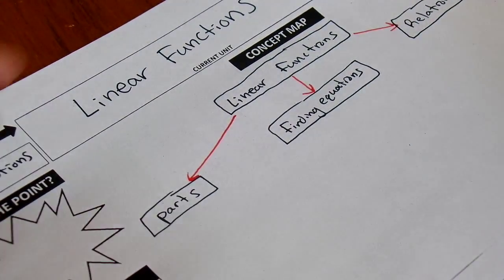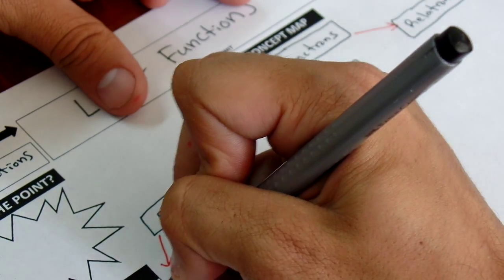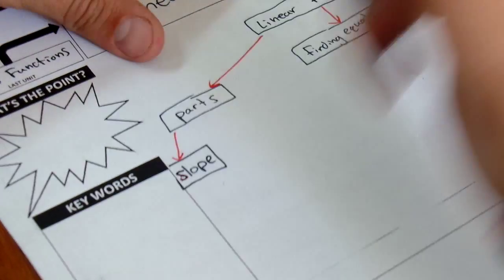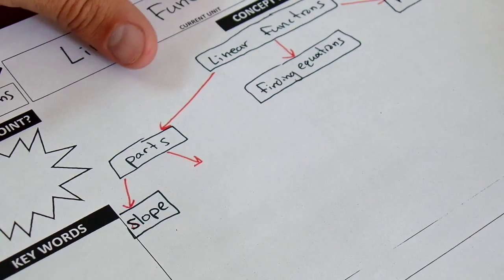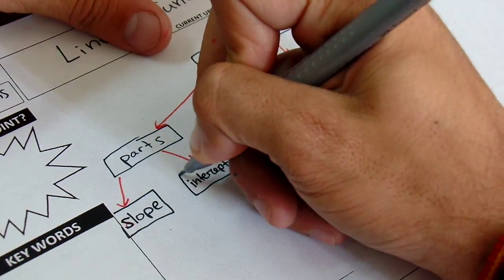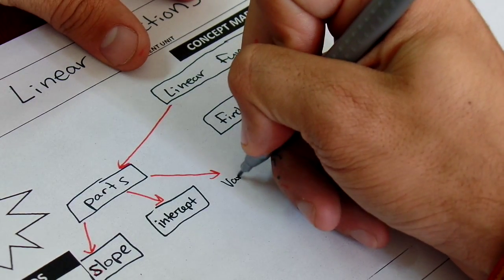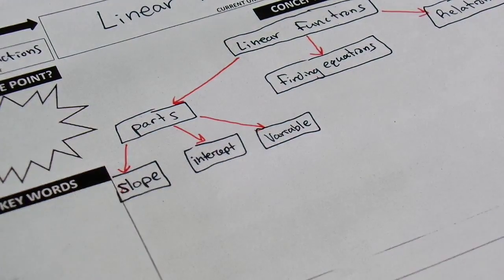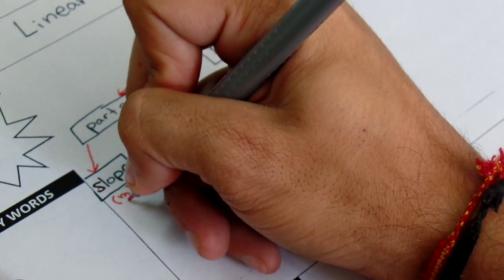In our parts, we're going to have something called slope. The color is very important. We're going to have something called slope. And we're also going to have intercepts. And we're going to have variables. Specific variables. Okay, so the slope is what we're going to call M always.